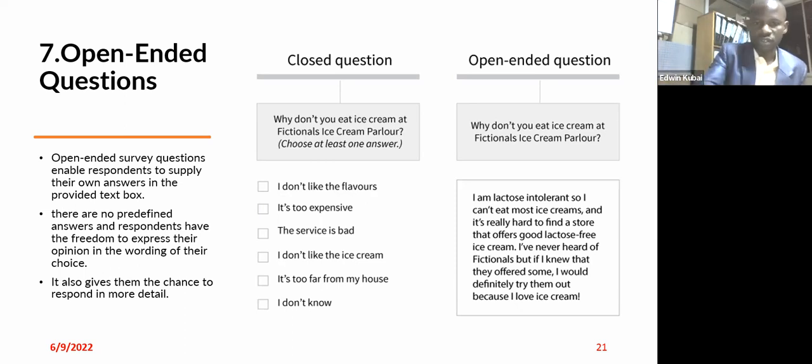But if you close this one, you'll find where it's closed. You give the multiple choices, and the respondent will be able to select among the multiple choices that you have given. So in open-ended, you leave it for the respondent to write a story or a sentence or an answer in the box provided.